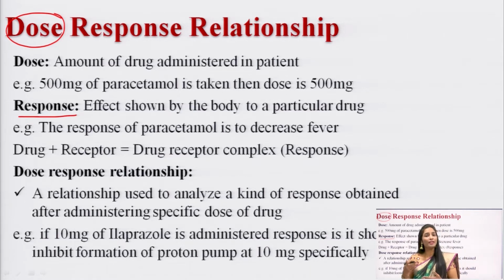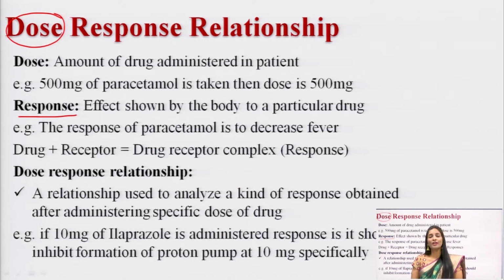What response will be seen with the drug? It will decrease the fever. And what dose am I giving here? 500 mg of paracetamol. So, what is a dose response relationship? The relationship is used to analyze the kind of response obtained after administration of a specific dose of a drug. You administer a particular dose to a particular person, and you see what response occurs. To analyze this is called a dose response relationship.